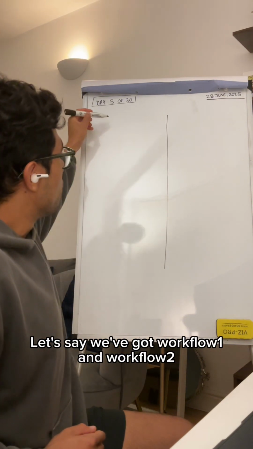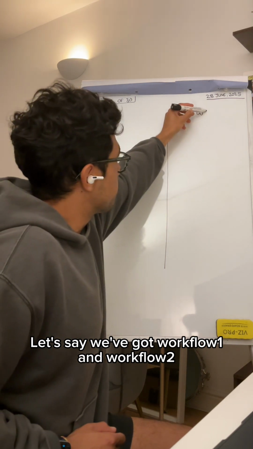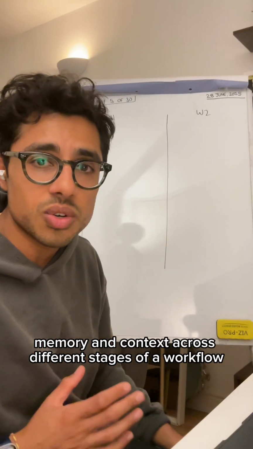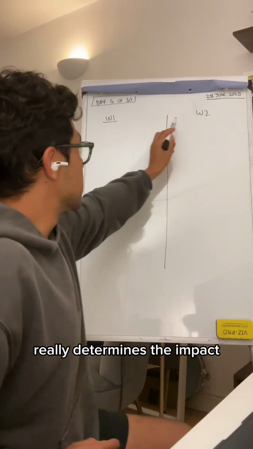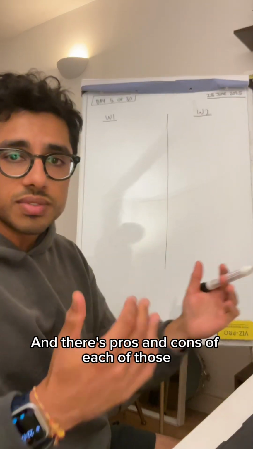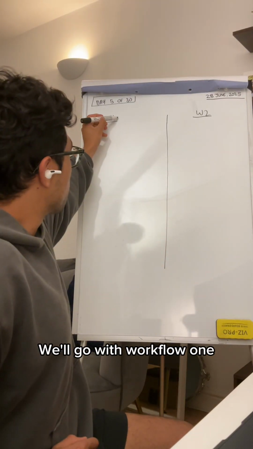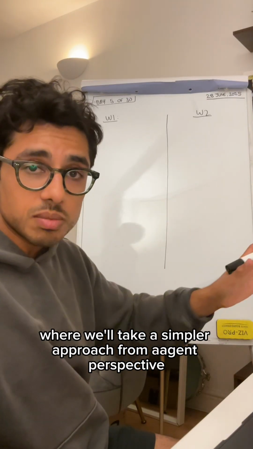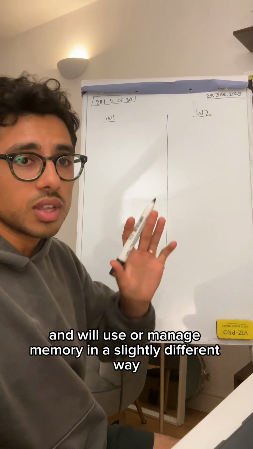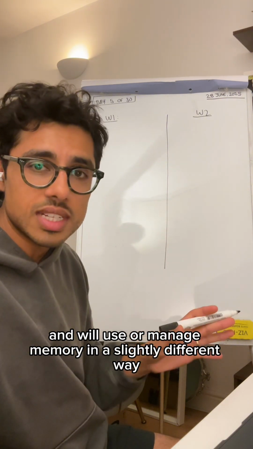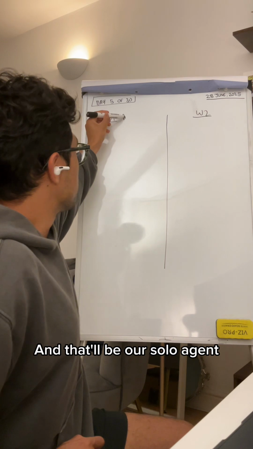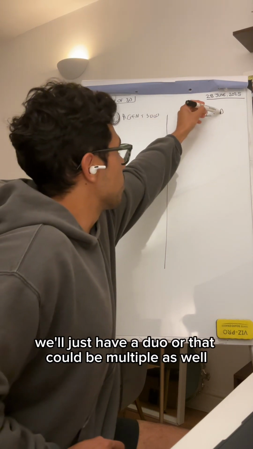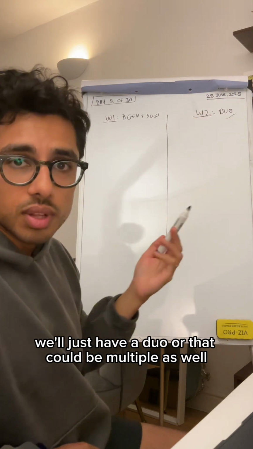Let's say we've got workflow 1 and workflow 2. And like I mentioned the other day, the way that you manage memory and context across different stages of a workflow really determines the impact, and there are pros and cons of each of those. We'll go with workflow 1, where we'll take a simpler approach from an agent perspective, and we'll manage memory in a slightly different way. And that'll be our solo agent. And for the purpose of this, we'll just have a duo, or that could be multiple as well.